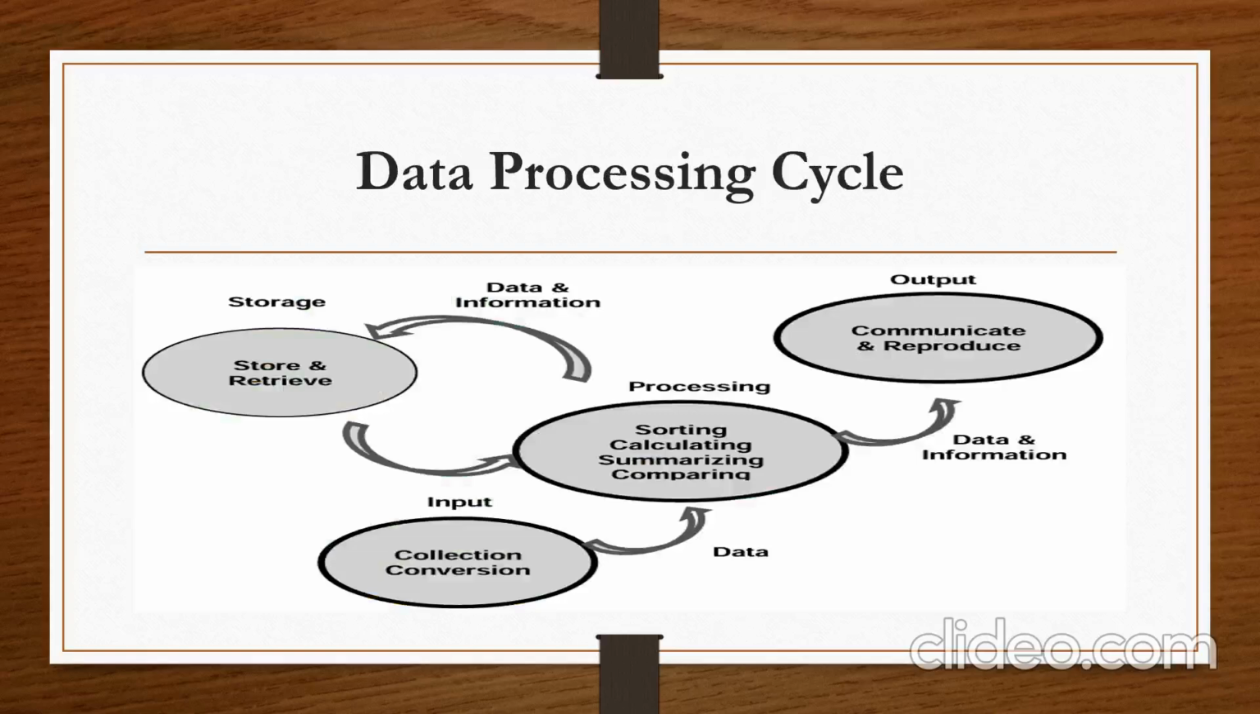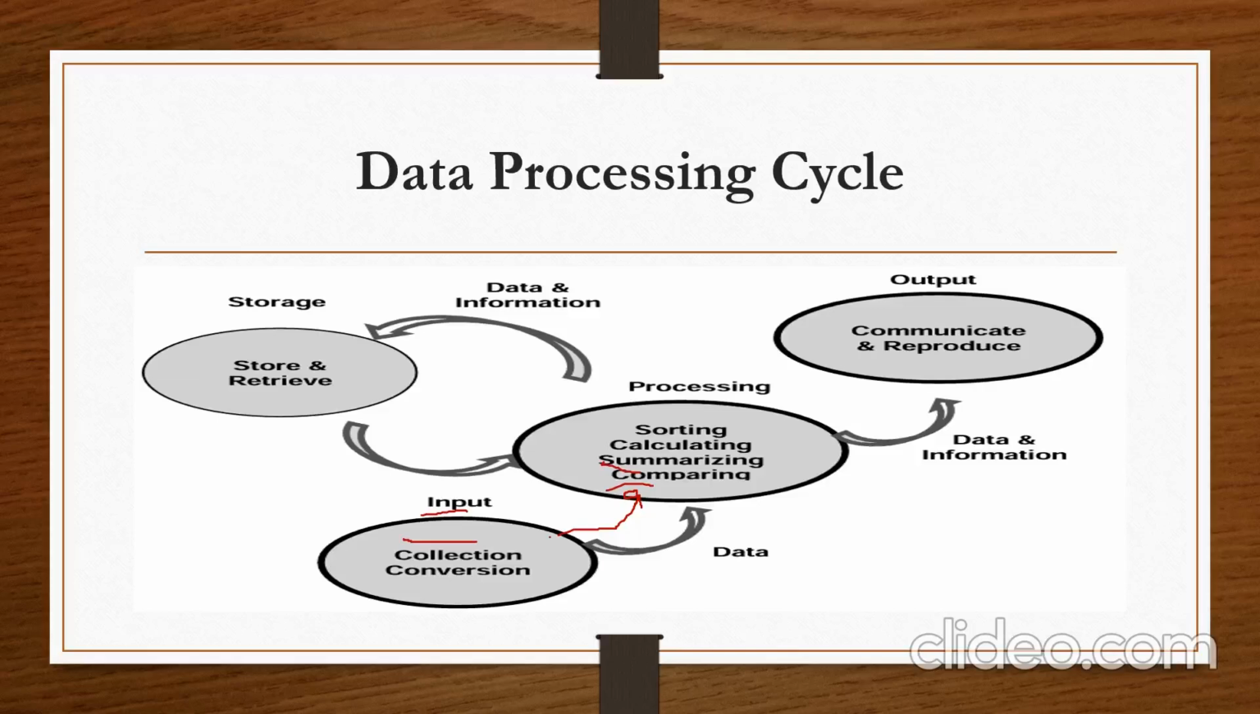So let us look at the data processing cycle. As we have seen in the previous diagrams, once data is input into the computer, in a process called the input stage, that data is processed. The processing unit may include sorting, calculating, summarizing, or maybe comparison of that data.